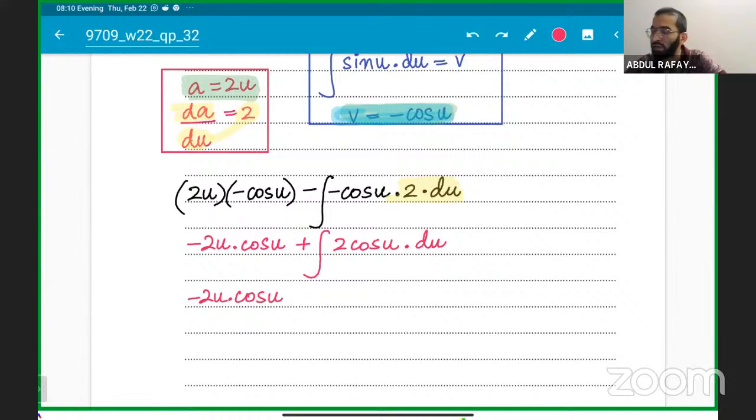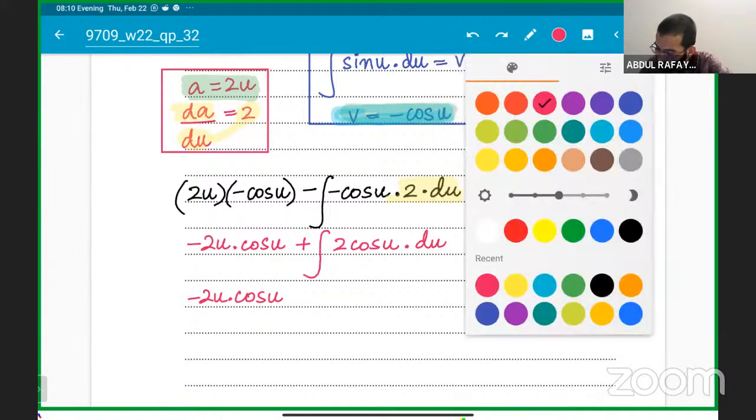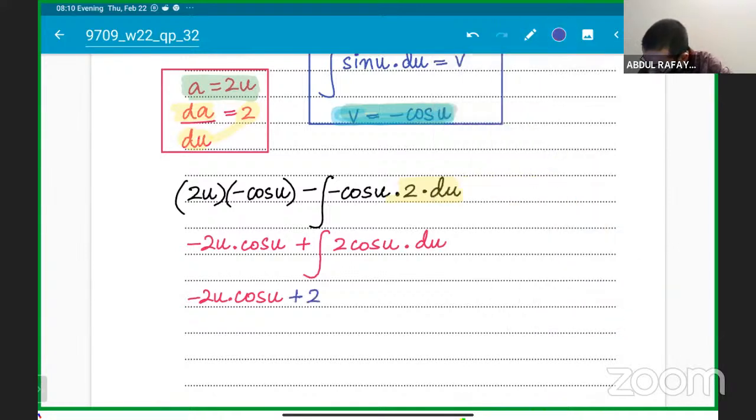Come on, integration of cos x is positive sine x. Everyone getting it clear with me? Following? Understood? So integration of cos is positive sine x. So it will be 2 times positive sine u that will be coming. Okay, students, is everyone getting it with me? Following, guys? So here we go, that is done.